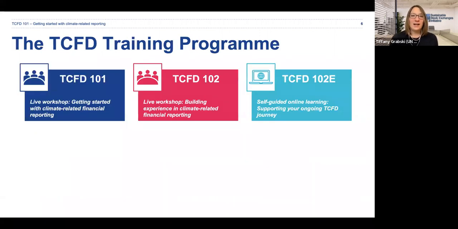Okay, so to give you a brief overview of this training that we're providing for you today, we're in that dark blue box, TCFD 101. This live workshop is looking at getting you started with climate-related financial reporting. As I just went through in our agenda, we're really setting the stage, understanding those climate risks and opportunities and how they impact not only your financial disclosures, but also beyond that, and how they can have a material financial impact on your organization.